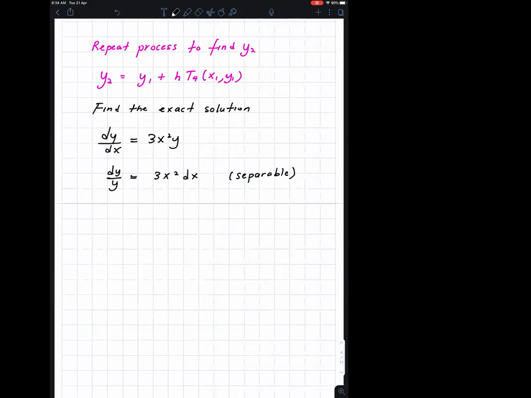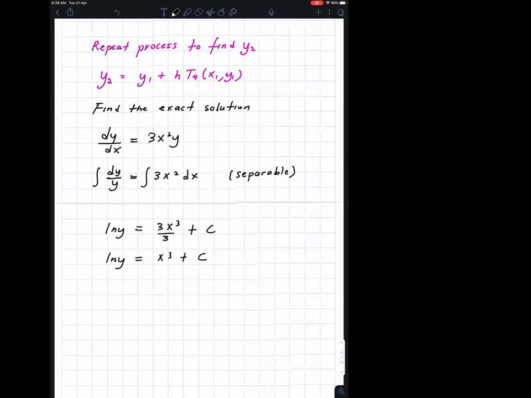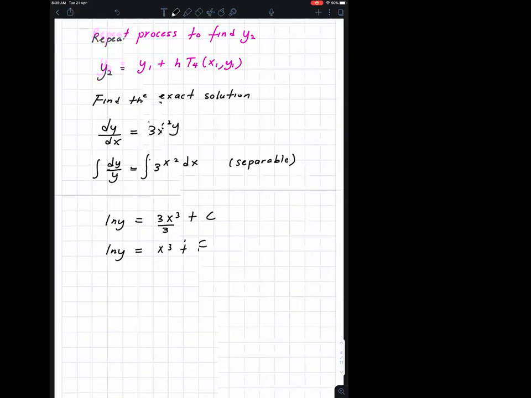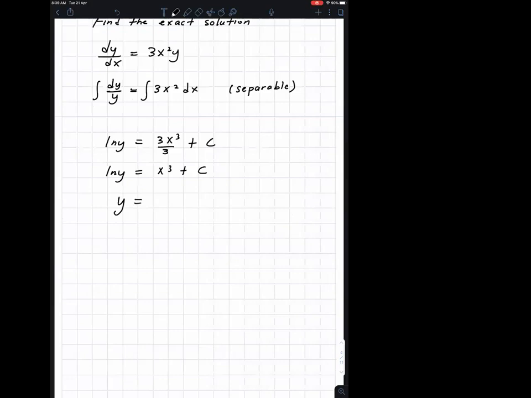Okay, now you integrate both sides. The integral of 1 over y is ln y, which equals 3x cubed over 3 plus c. That's going to give you ln y is x cubed plus c. Now you can solve for y. y is going to be e to the power of x cubed plus c.